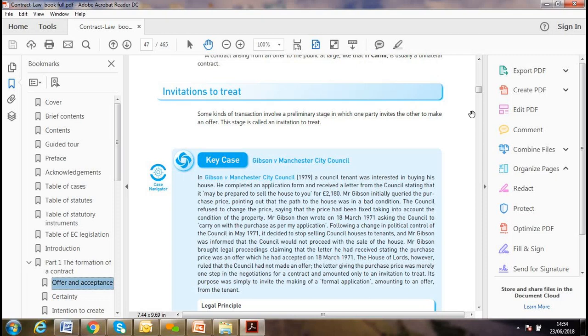The letter giving a purchase price was a mere step in the negotiation for a contract and amounted only to an invitation to treat. Its purpose was simply to invite the tenant to make a formal application, not to make an offer to the tenant. Does it make sense? Yeah.